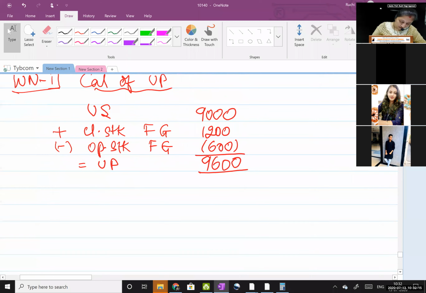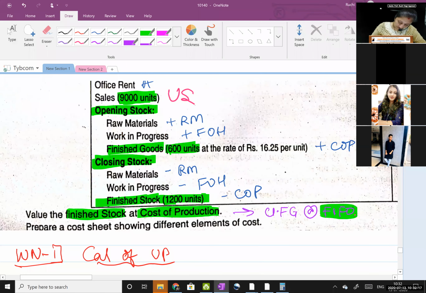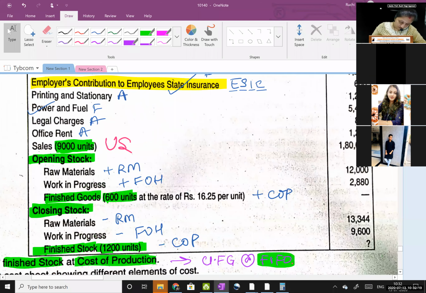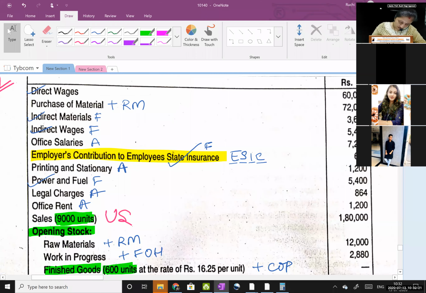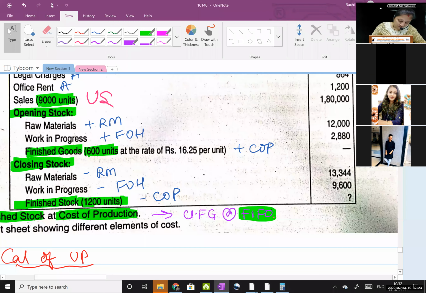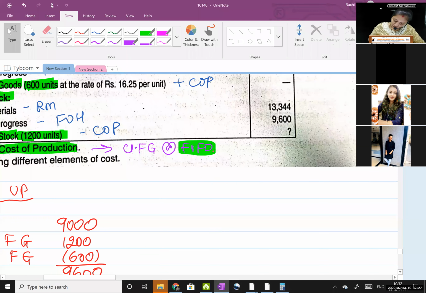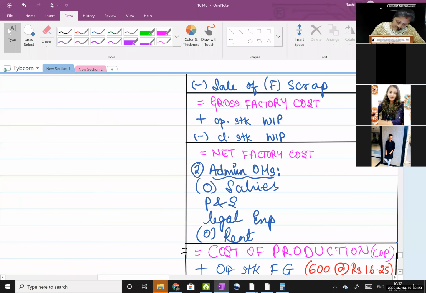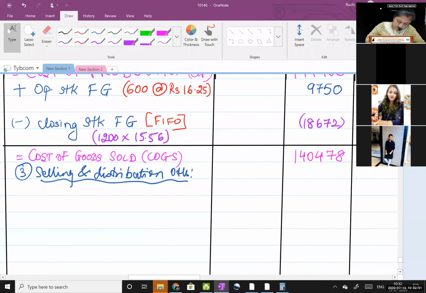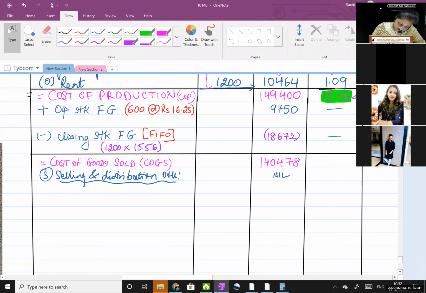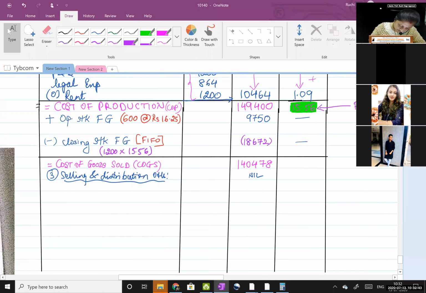Let us see. There are no items under selling and distribution overheads in this sum. So it will go empty. There are no items, so it is nil. Right? It happens sometimes.